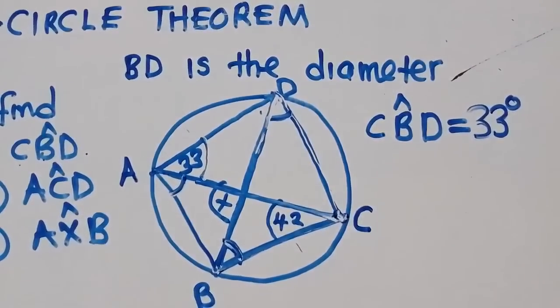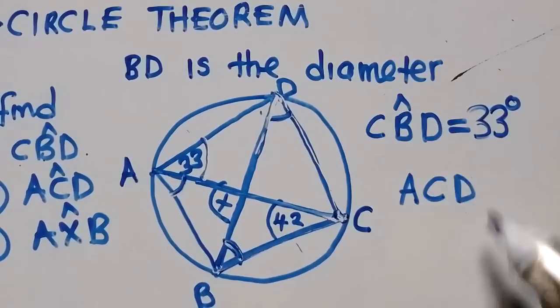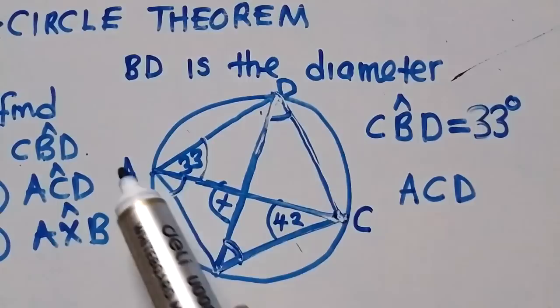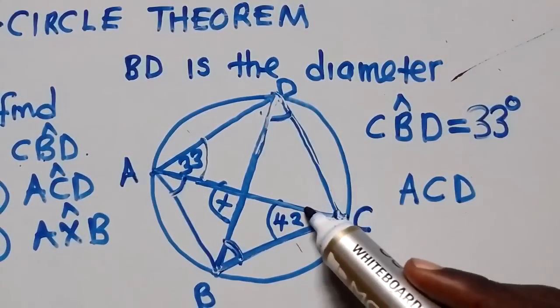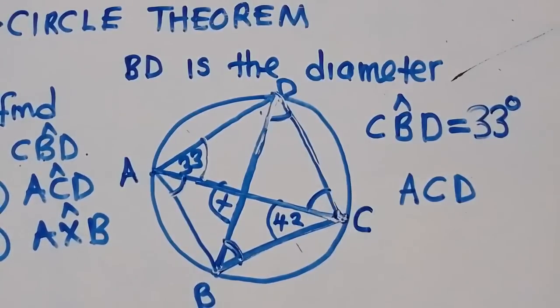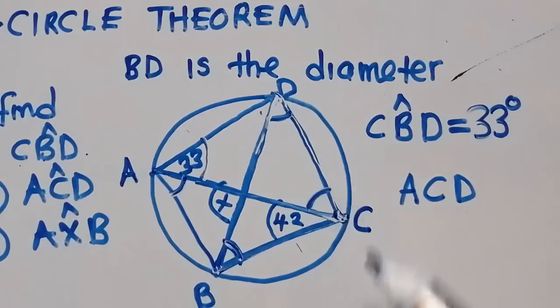We move to the next one. The next one is saying A, C, D. How can we answer A, C, D? What are they saying? Which one do you want to answer? You want to answer this one which is here. That is the angle we want to answer.